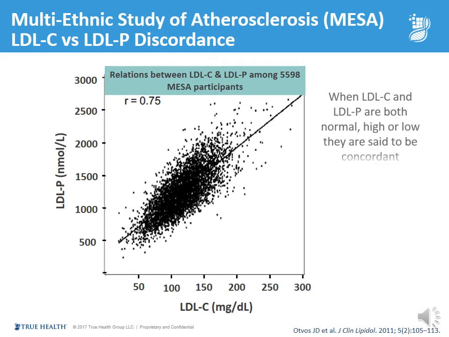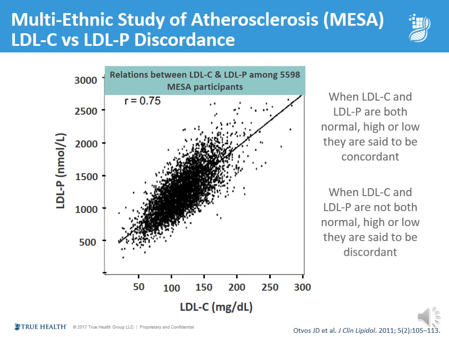The Multi-Ethnic Study of Atherosclerosis, or MESA, illustrates this point extremely well. Every dot in this graph is an individual patient. So in general, on the x-axis you see LDL cholesterol, and on the y-axis LDL particle concentrations. It looks like in general they correlate very well. And indeed, when both of those metrics are normal, high, or low, they are said to be concordant, and each adequately predicts risk.